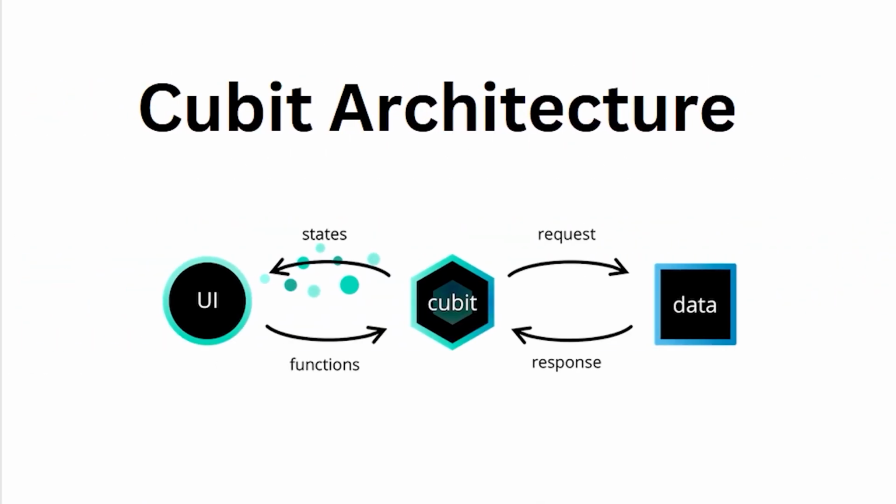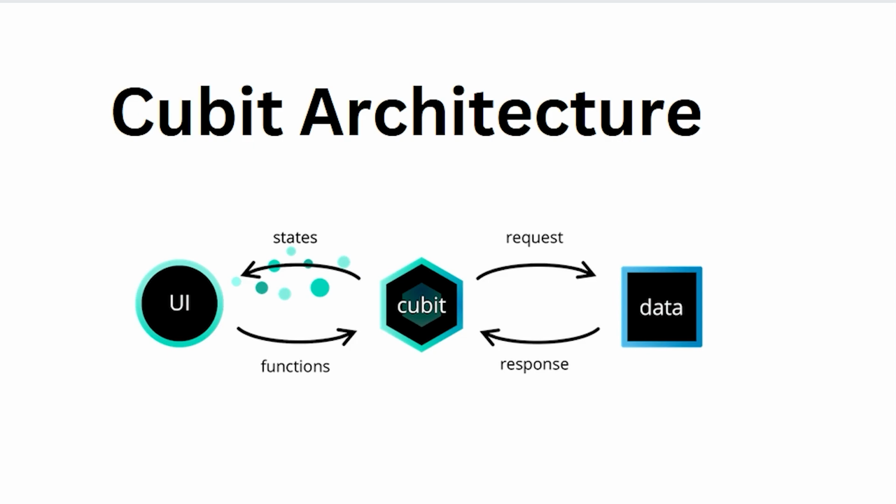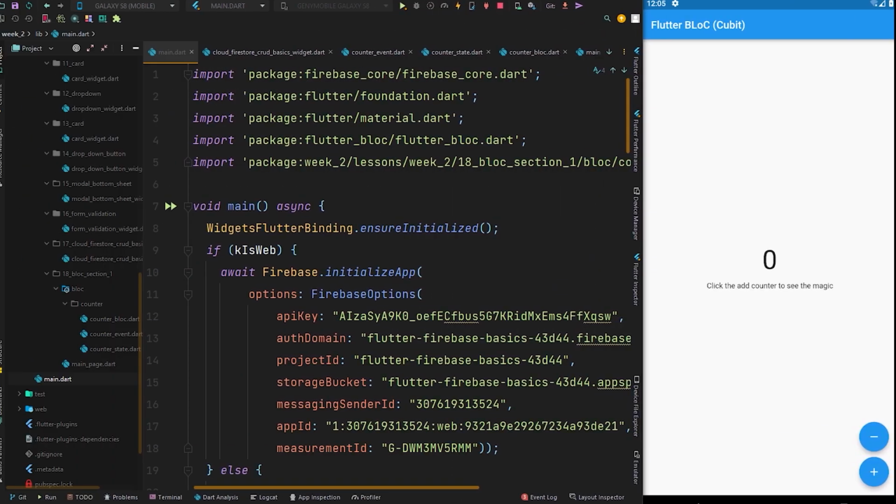And the architecture of the Cubit looks something like this. We have the UI, the functions go to the Cubit, the request goes to the data, the response comes, and the states are emitted to the UI in the streams. To listen to the streams, we will use the BlocBuilder or the consumer again to listen to the stream and rebuild the UI accordingly. So that was some difference between the Bloc and the Cubit, and it was the theory of it. So now let's do it practically.